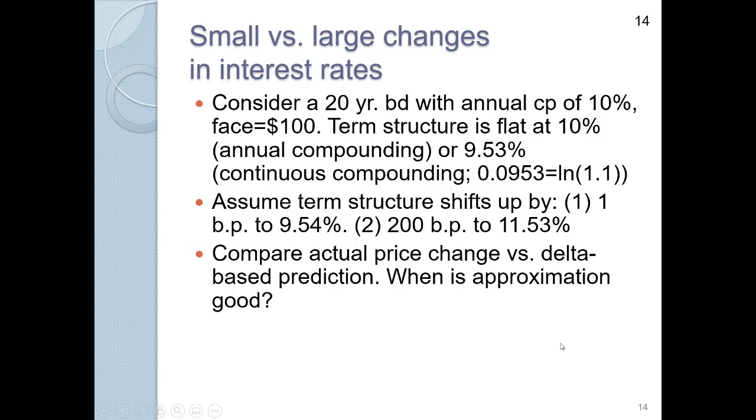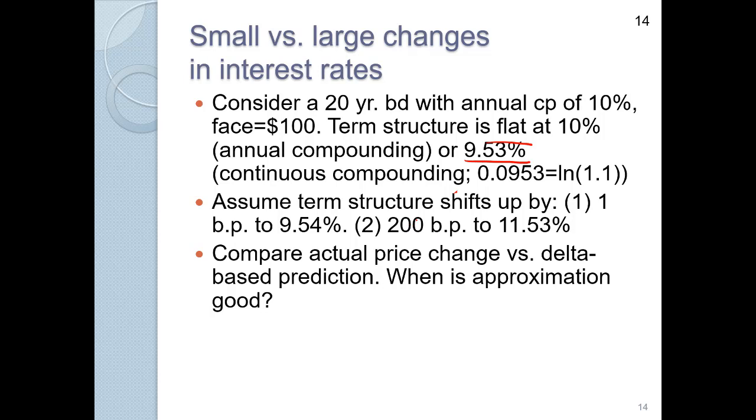Now, in the second example, I want you to read the problem, and then I want you to go and do it yourself. So here we're going to do small changes versus large changes in interest rates. So we're going to consider a 20-year bond with annual coupons of 10% and it has a face value of $100. Now the term structure in this case is flat, okay? And it is at 10% with annual compounding, or 9.53% with continuous compounding.